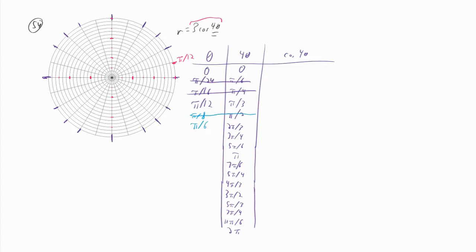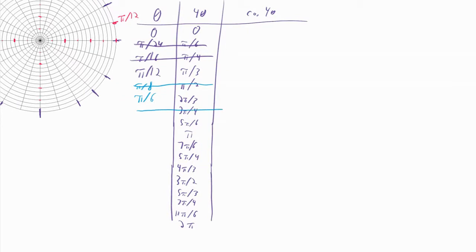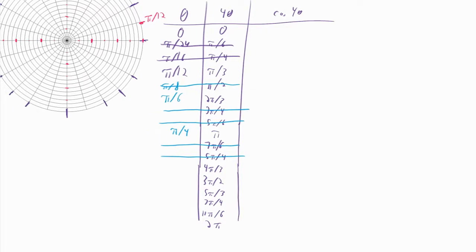I can't graph pi over 8. I really can't graph this one because it's going to be over 16. This one's going to be over 24, but this one's going to be pi over 4. I can't graph that one. I can't graph that one, but this one, if I divide it by 4, I'm going to get pi over 3.